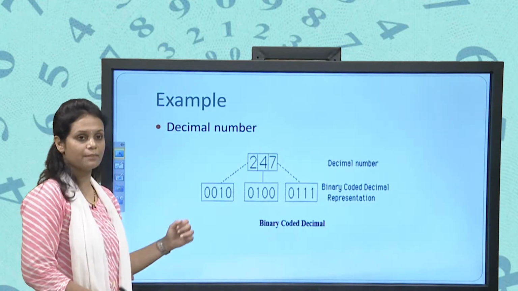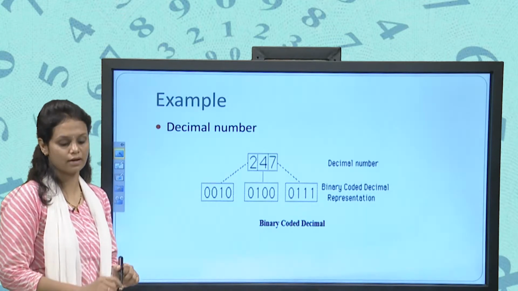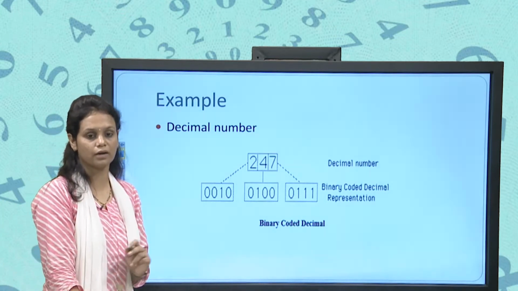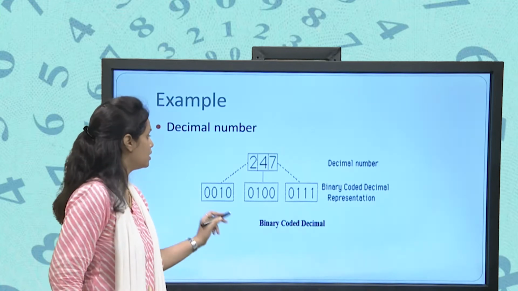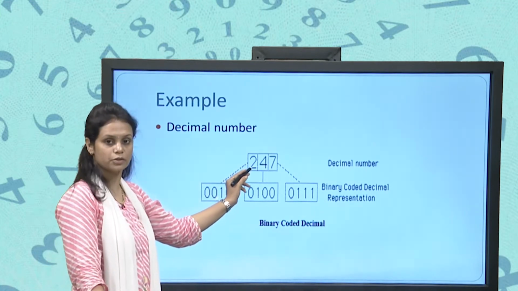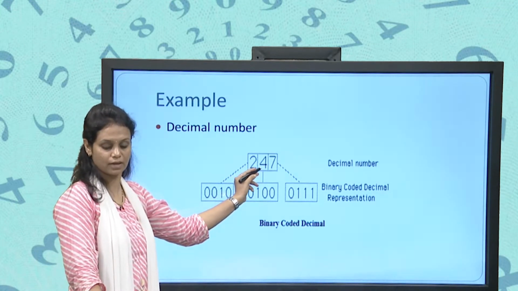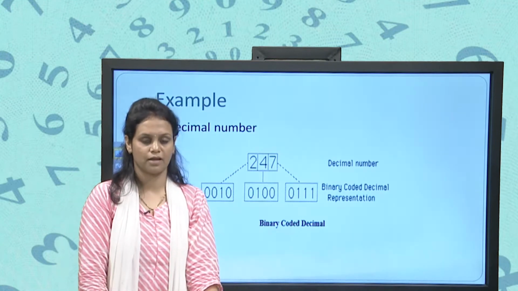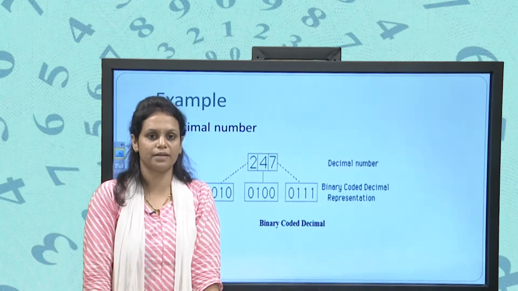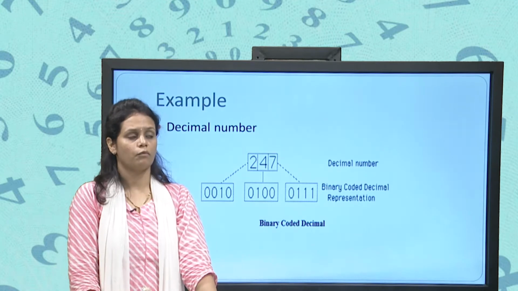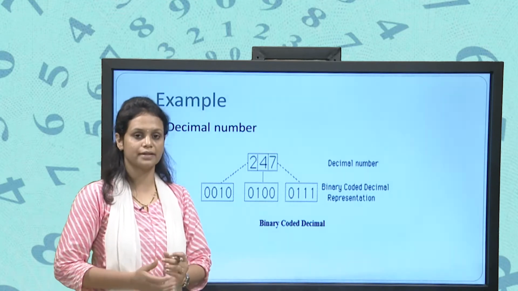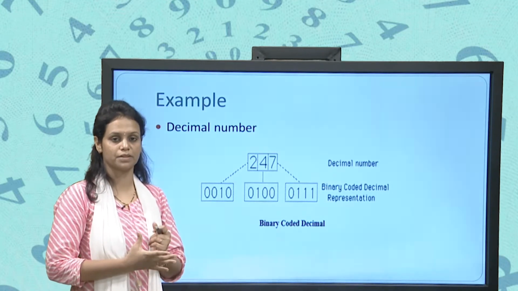Now this is an example of the binary coded decimal. How will we write our number, or how will we convert our number to the binary coded decimal? Now see, our decimal number is 247. This is our decimal number. What is the meaning of the decimal number? The decimal number is the base 10 number. Okay. Now what is the difference between binary coded decimal and the binary numbers?